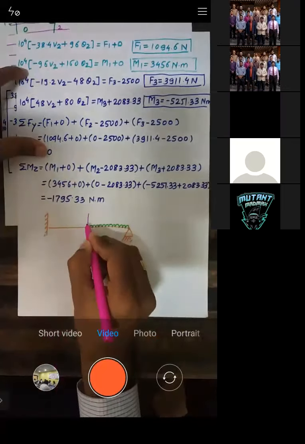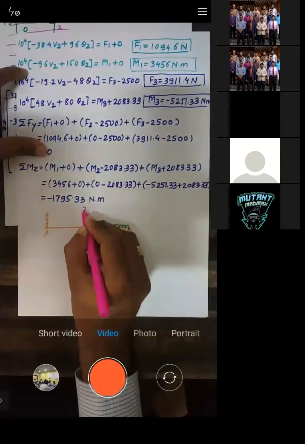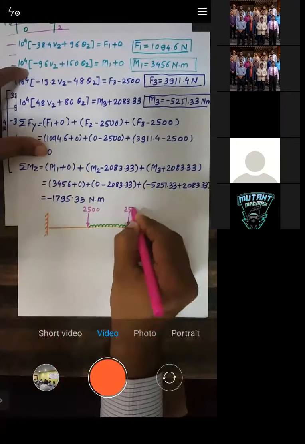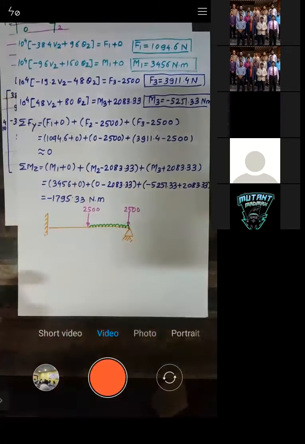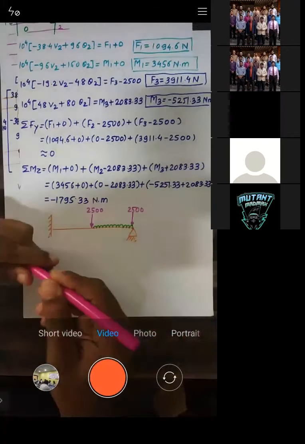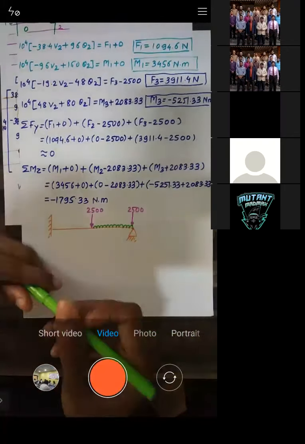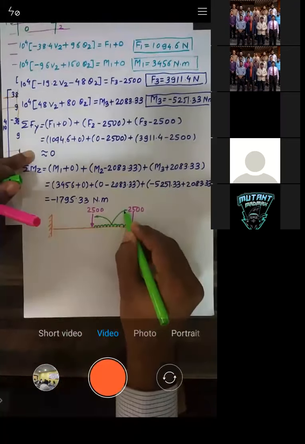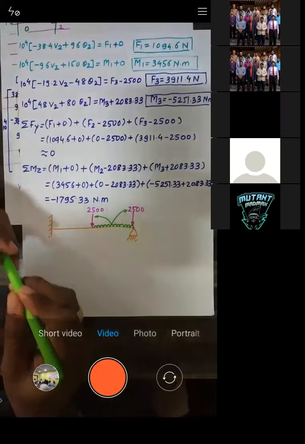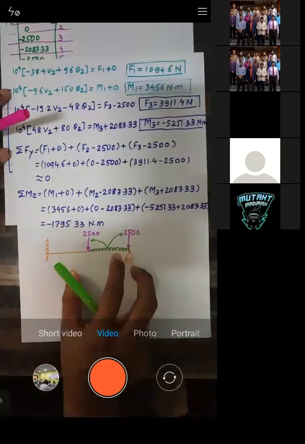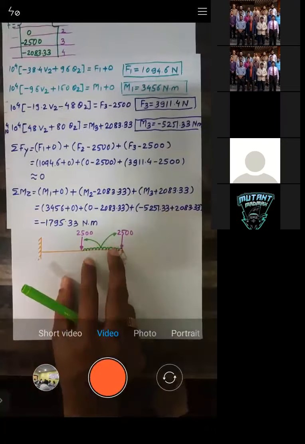So how much was coming at this node? It was coming as 2500, and at this node it was also 2500. So a total of 5000 was acting downward. In order to balance this, I'll show you. This uniformly distributed load has been converted into a point load. Now see, in order to balance this downward load of 5000, what happened?